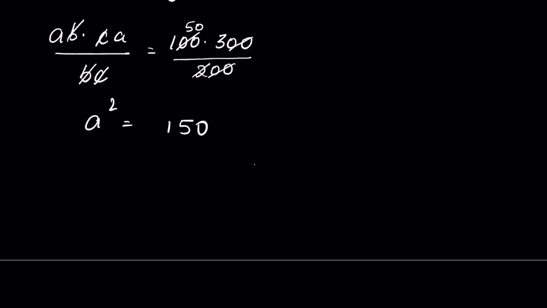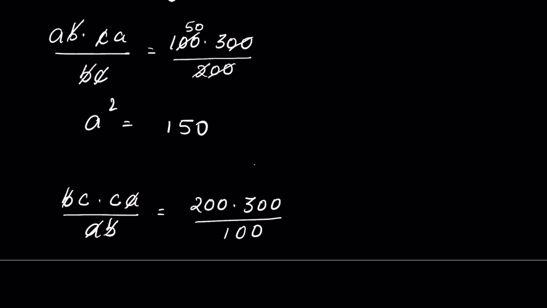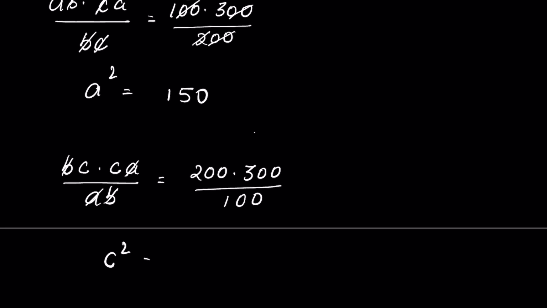Again, if we multiply BC and CA and divide it by AB, then we can cancel this A and this A and this B and this B. BC times CA will be 200 times 300 and AB is 100. So C square is equal to 0 and 0 gets cancelled. So C square is equal to 600.